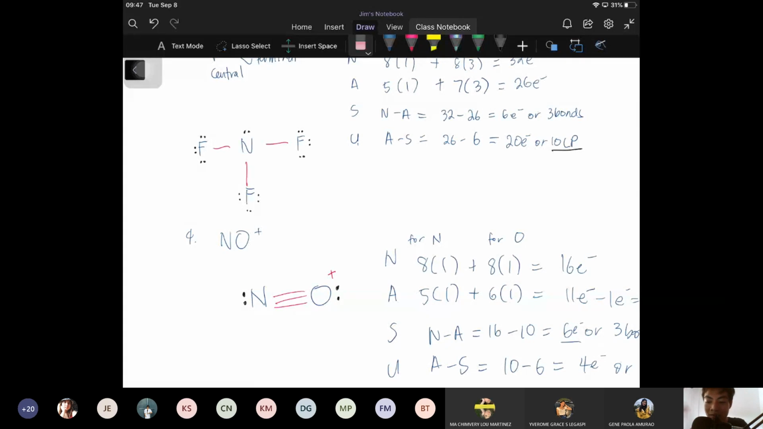So, it would be better if you ask me, no? Kung ano yung ganito, ganyan. Okay, so sige. Sabi ni Jean Paula, paano po malalaman ang electronegative atoms?